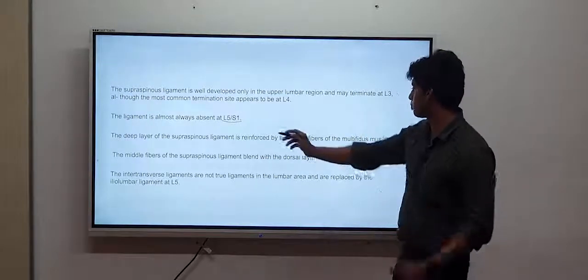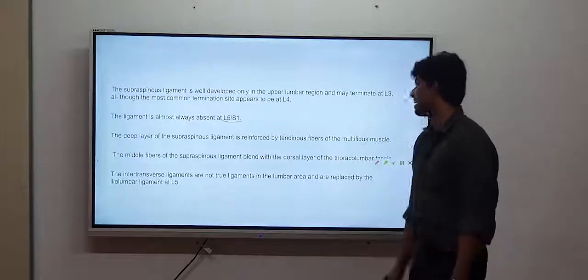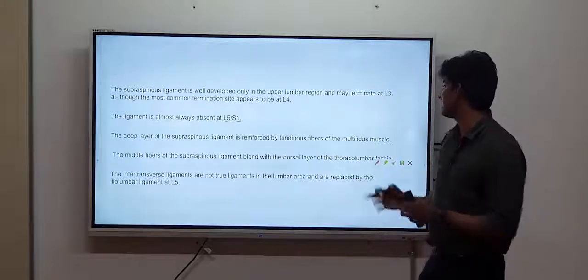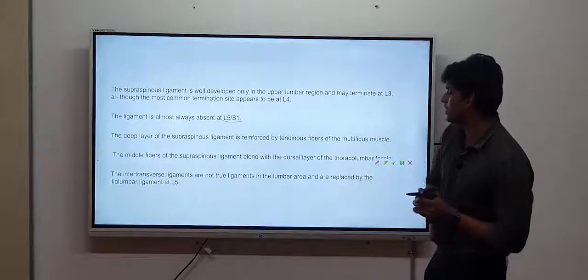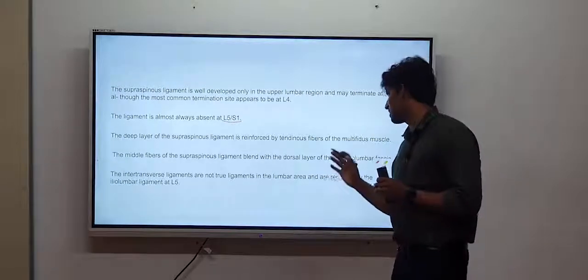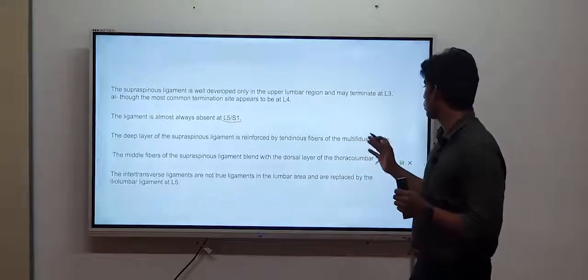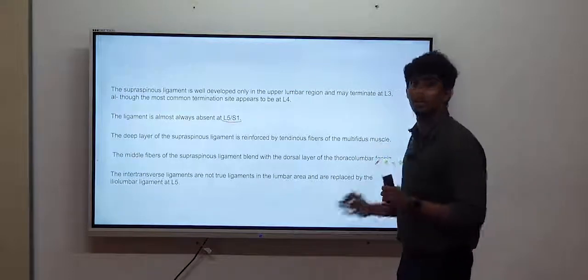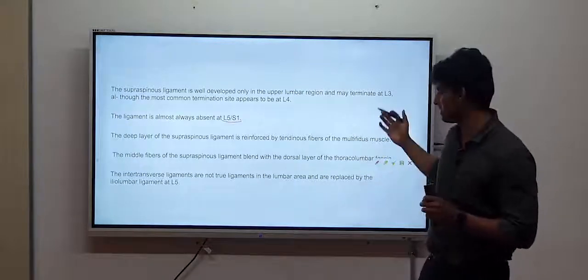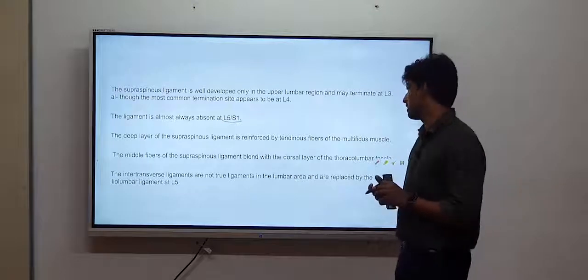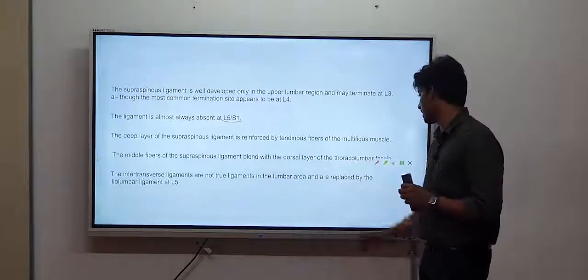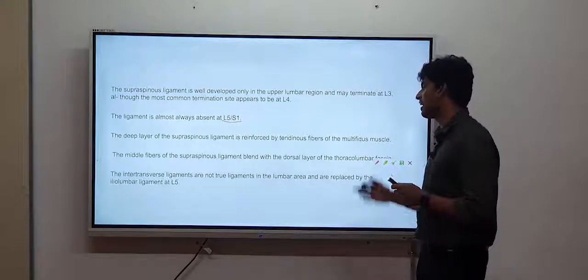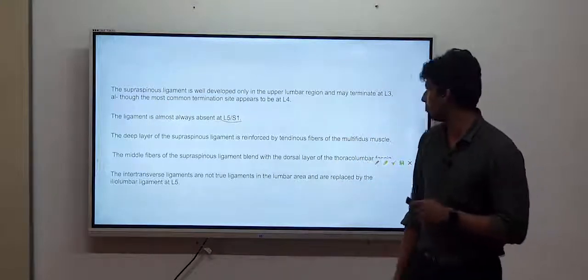The deep layer of supraspinous ligament is reinforced by the tendinous fiber of the multifidus muscle. The middle fiber of the supraspinous ligament blends with the dorsal layer of the thoracolumbar fascia. So thoracolumbar fascia will be coming in the next slide. The intertransverse ligaments are not truly ligaments in the lumbar area and are replaced by the iliolumbar ligament at L5.